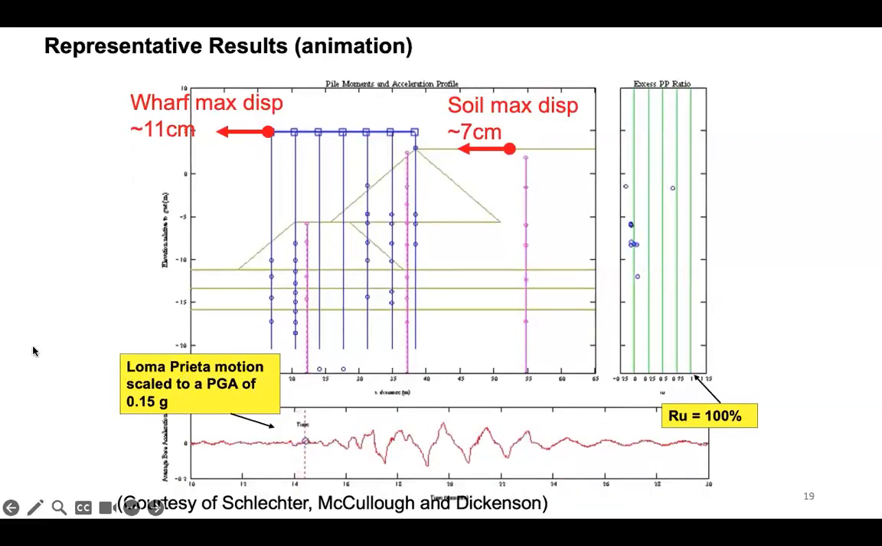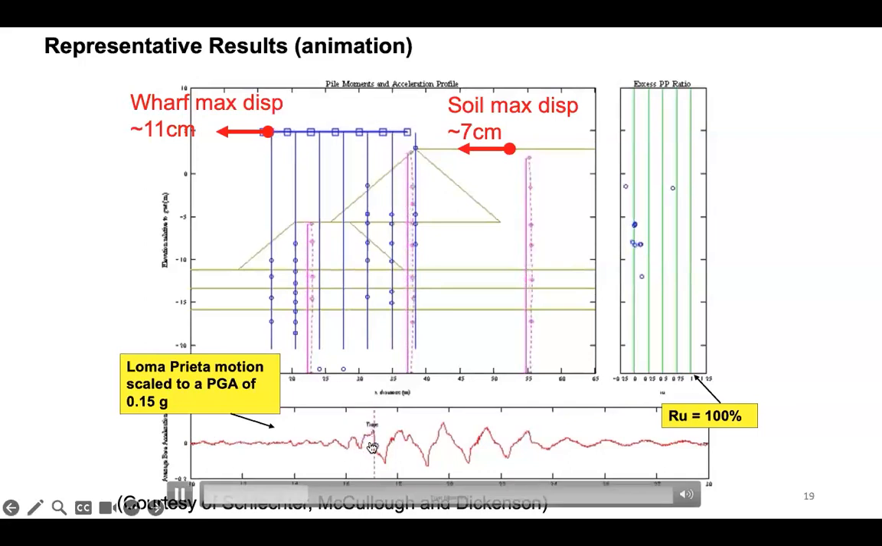Let me show you an animation of one of these test results. These are recorded data. They're not numerical simulation. These are recorded from centrifuge tests. You see the Loma Prieta earthquake is applied at the base with a PGA of 0.15 g. The wharf deck moves. You can see how the soil profile is responding with those pink profiles. The maximum soil displacement during this ground motion was 7 centimeters. The maximum deck displacement was 11 centimeters.